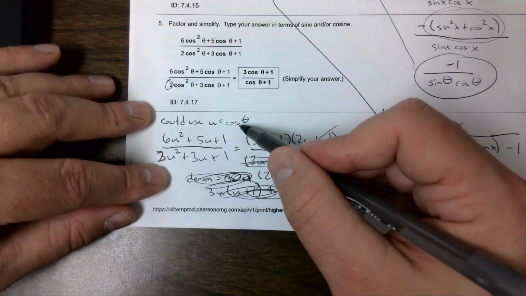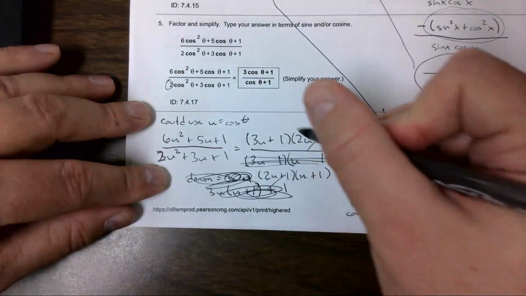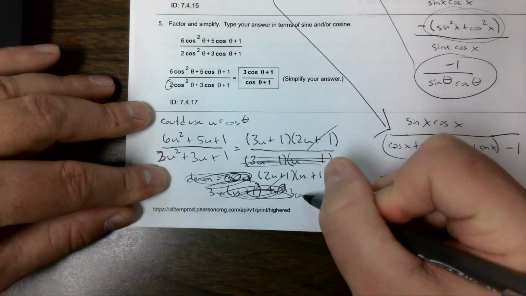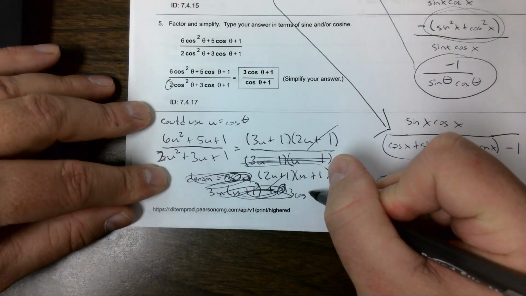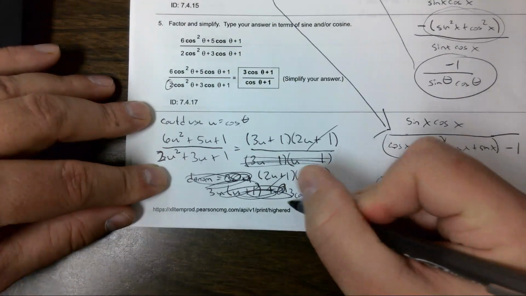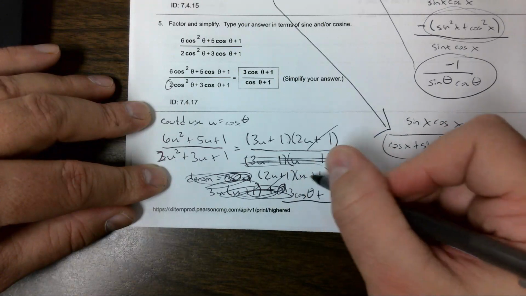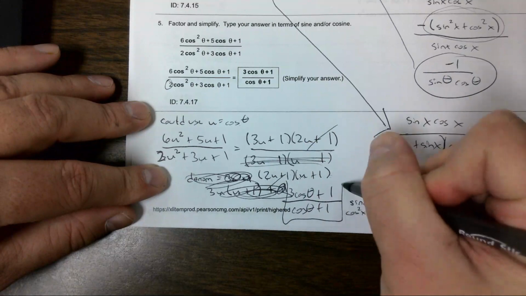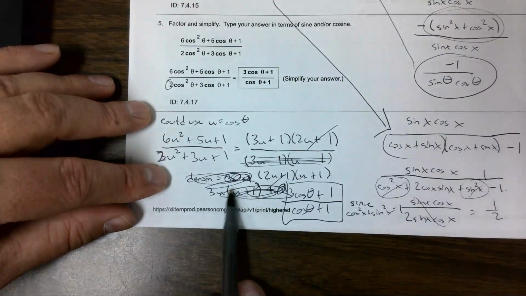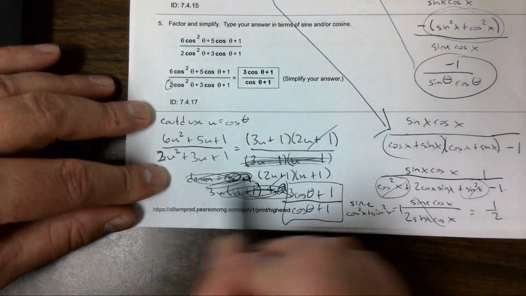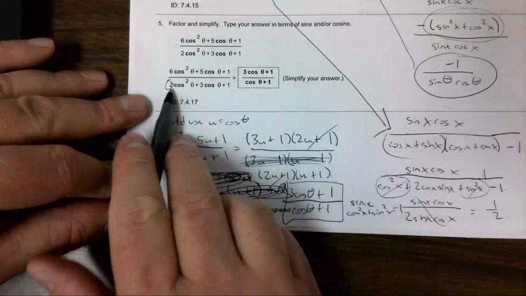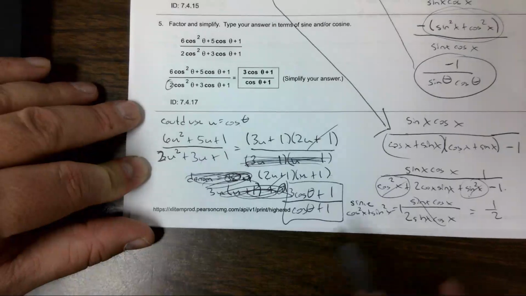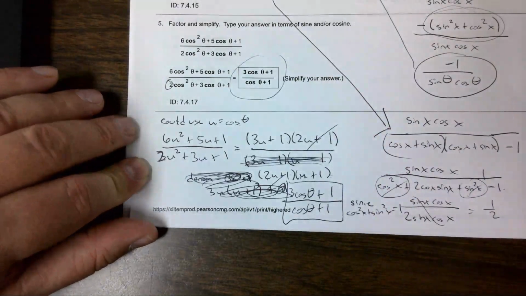Now we said u was cosine. So that's how they have cosine: 3 cosine theta plus 1 over the u plus 1, which is cosine theta plus 1. So that looks messy, but it actually was easy. I just read it wrong. The 2 goes here, not a 3. And so that's what you get.